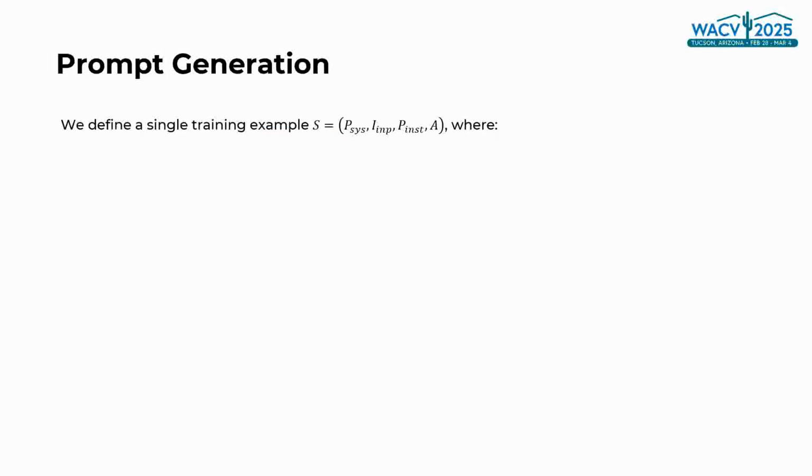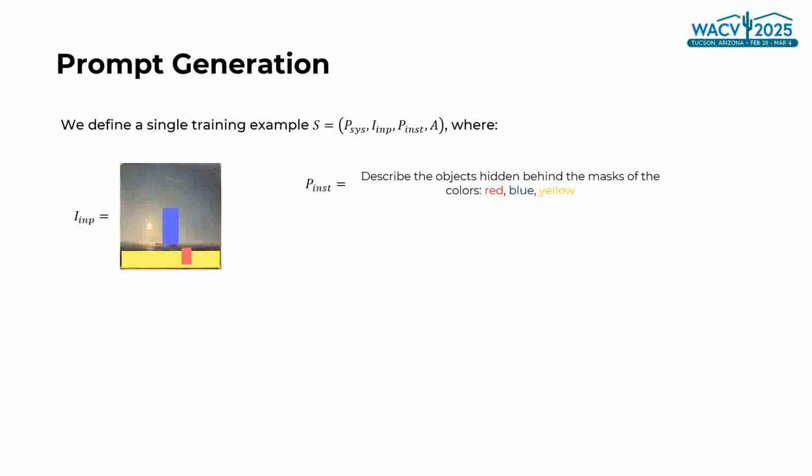For prompt generation, we designed the following fine-tuning task. Given an image with object annotations, we assign a random color to each object and mask it using the corresponding color. We then describe the task in the instruction prompt, listing the colors in a specific order.